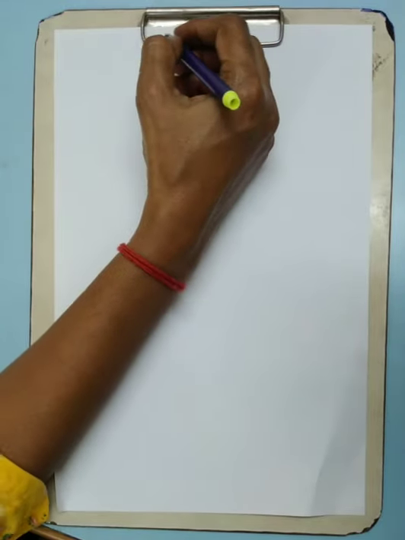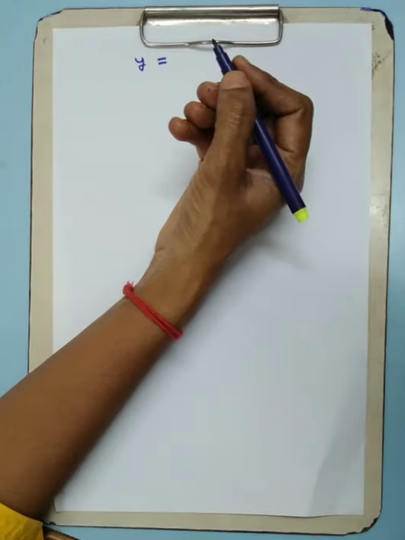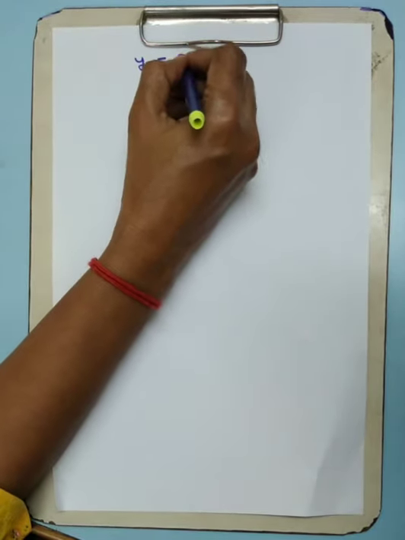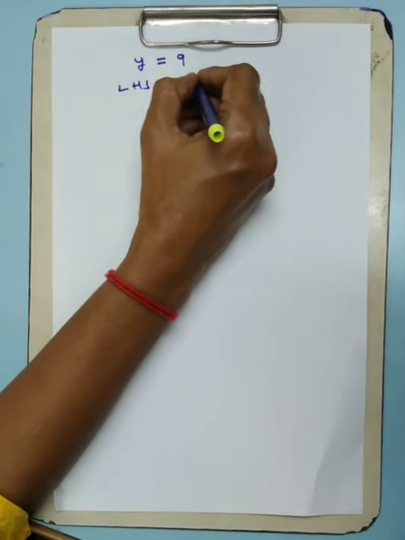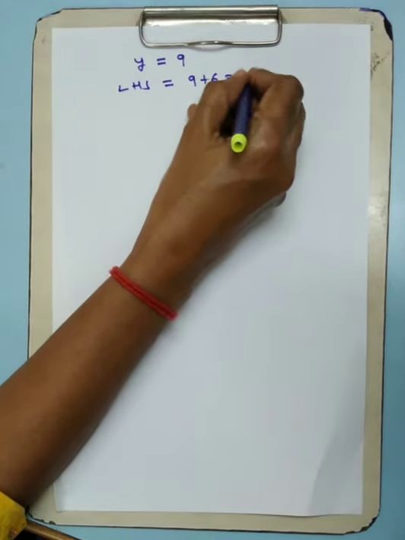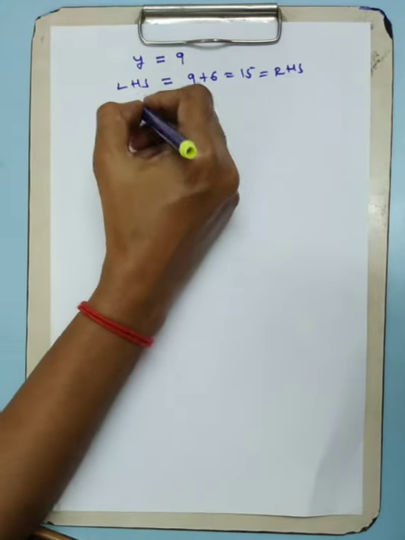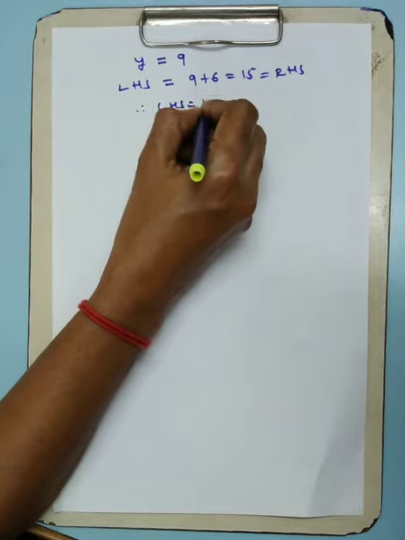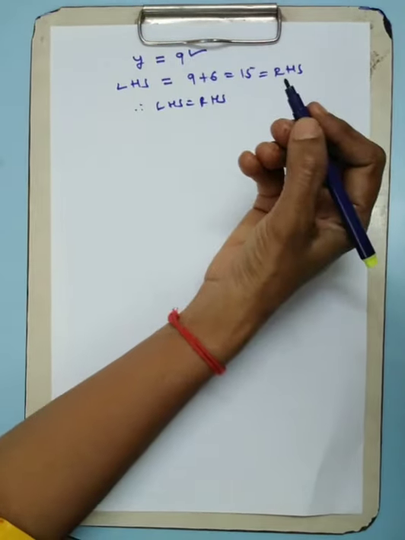Now, we will take one more value for y. Let y is equal to 9. Now, when you substitute y is equal to 9, what you are getting? 9 plus 6 is equal to 15. So, is equal to what? Here, RHS. So, therefore, LHS is equal to RHS. So, we can say that y is equal to 9 is the solution of the given equation.